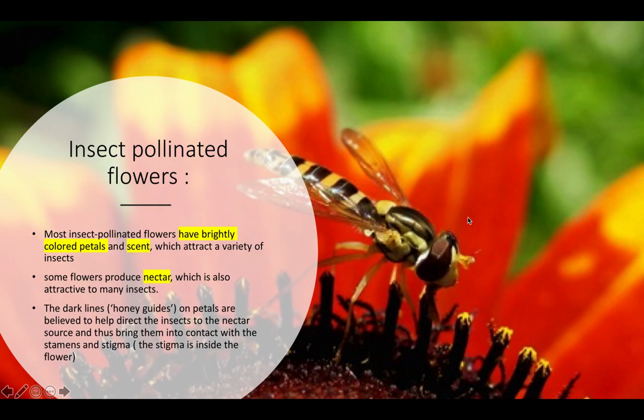Now, insect pollinated flowers have certain structures. Most of them have brightly colored petals to attract the insects, and they have scents, and they can produce nectar. And the dark lines, the honey guides on the petals, are believed to help direct the insects to the nectar source and thus bring them into contact with the stamens and the stigma.